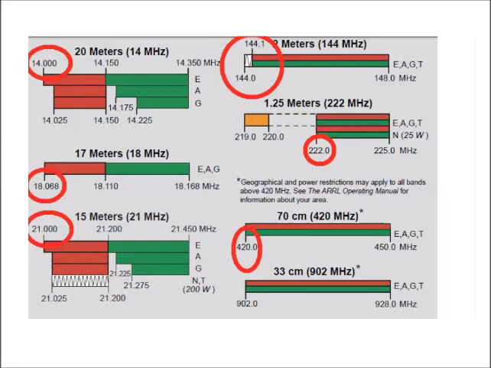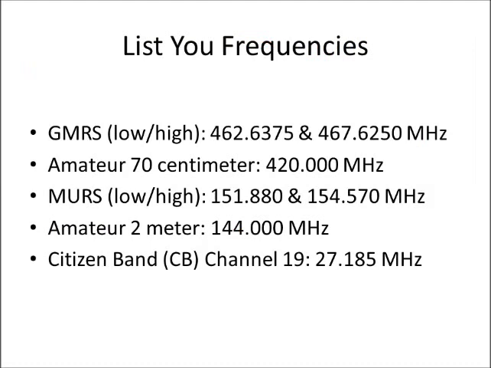So what I did here is I blew this up and I drew red circles around common ham radio bands and typical frequencies for ideas. So before you make your tape, you want to make a list of the frequencies that you're going to operate on. And these are just examples because I don't know what you're going to operate on. But in these examples, I have GMRS, amateur, 70 centimeter, or UHF, and then MERS, and amateur 2 meter, and then CB radio, or citizen band radio.